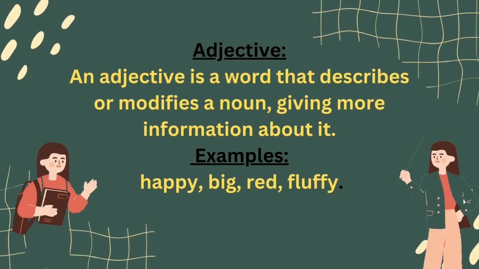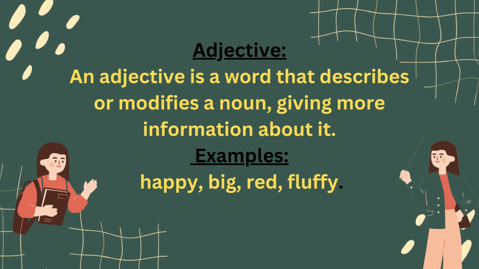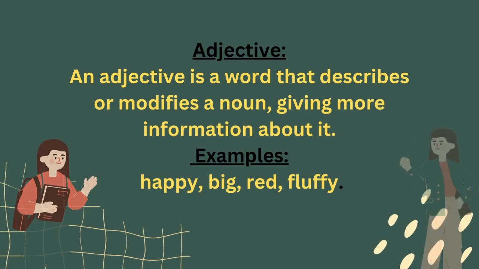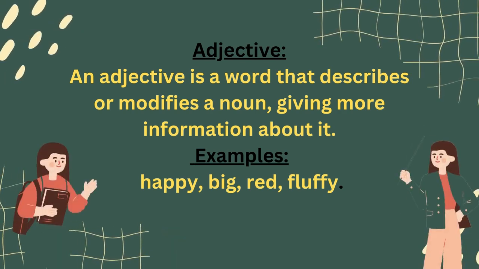An adjective is a word that describes or modifies a noun, giving more information about it. Examples: happy, big, red, fluffy.